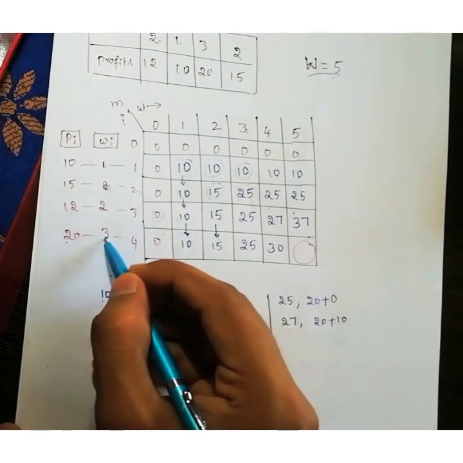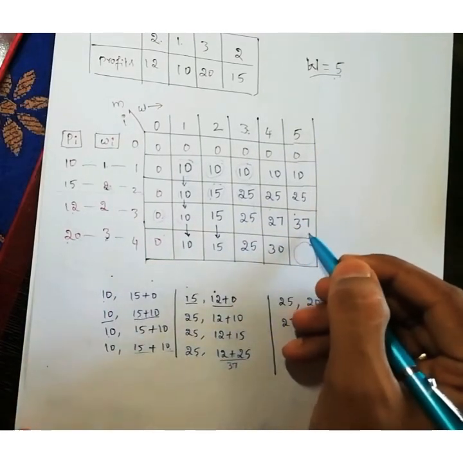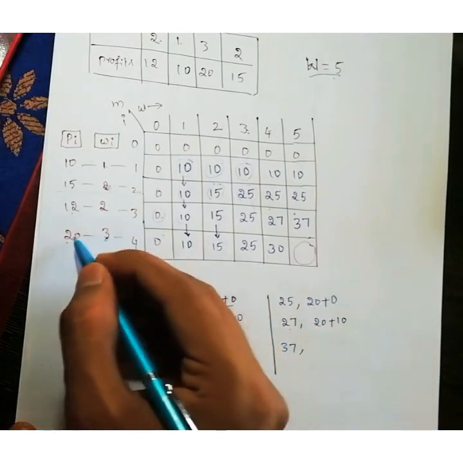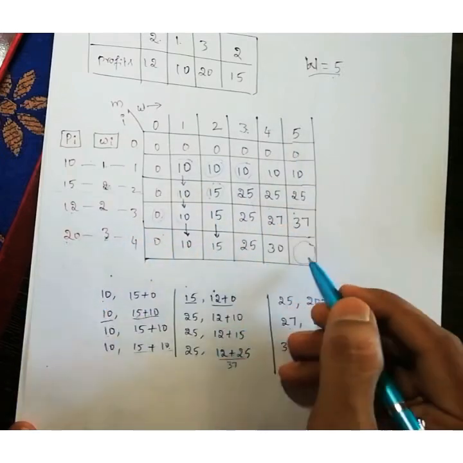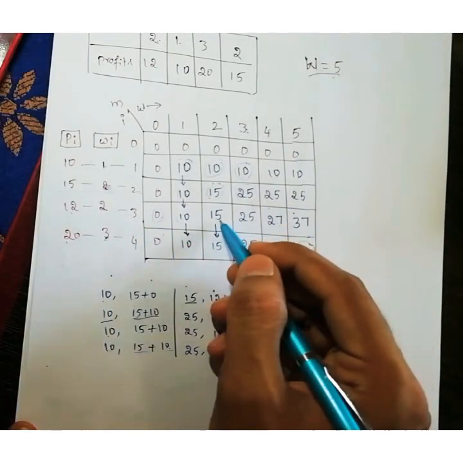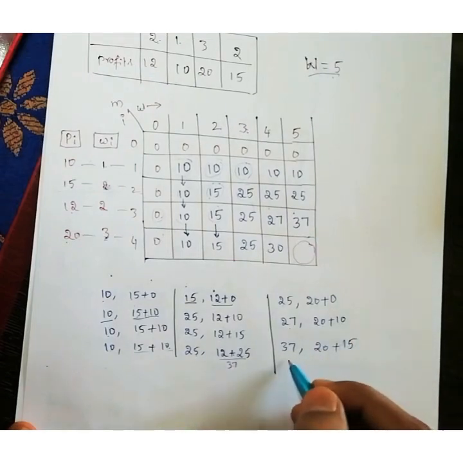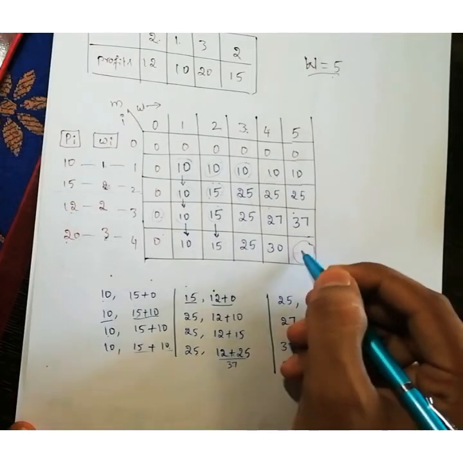3 kg items we can fill in 5 kg bag. Yes. So that means I have to compare this 37 comma, so what is the capacity of this? 20 plus, so 5 minus 3, that is 2. So second column of the previous row, that is 15. So can you tell me, 37 and 35, which one is the maximum? 37. So I have to fill 37.